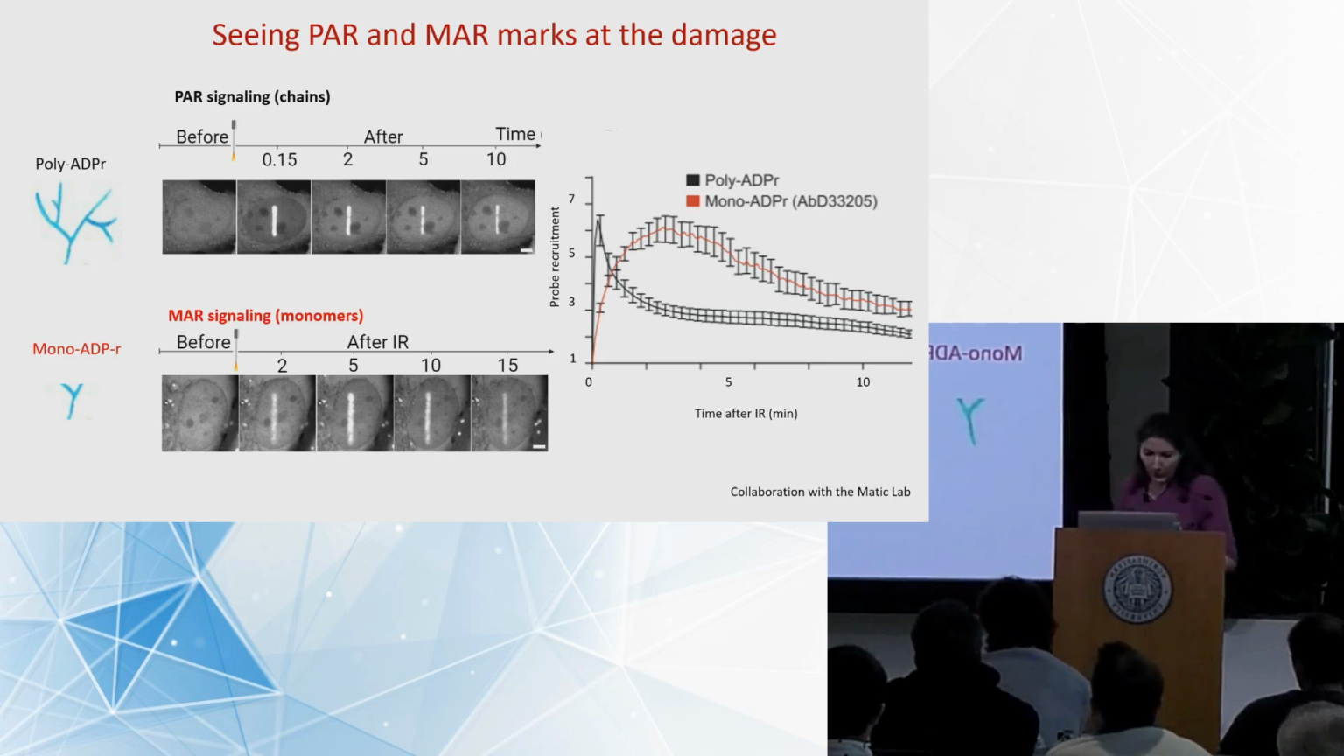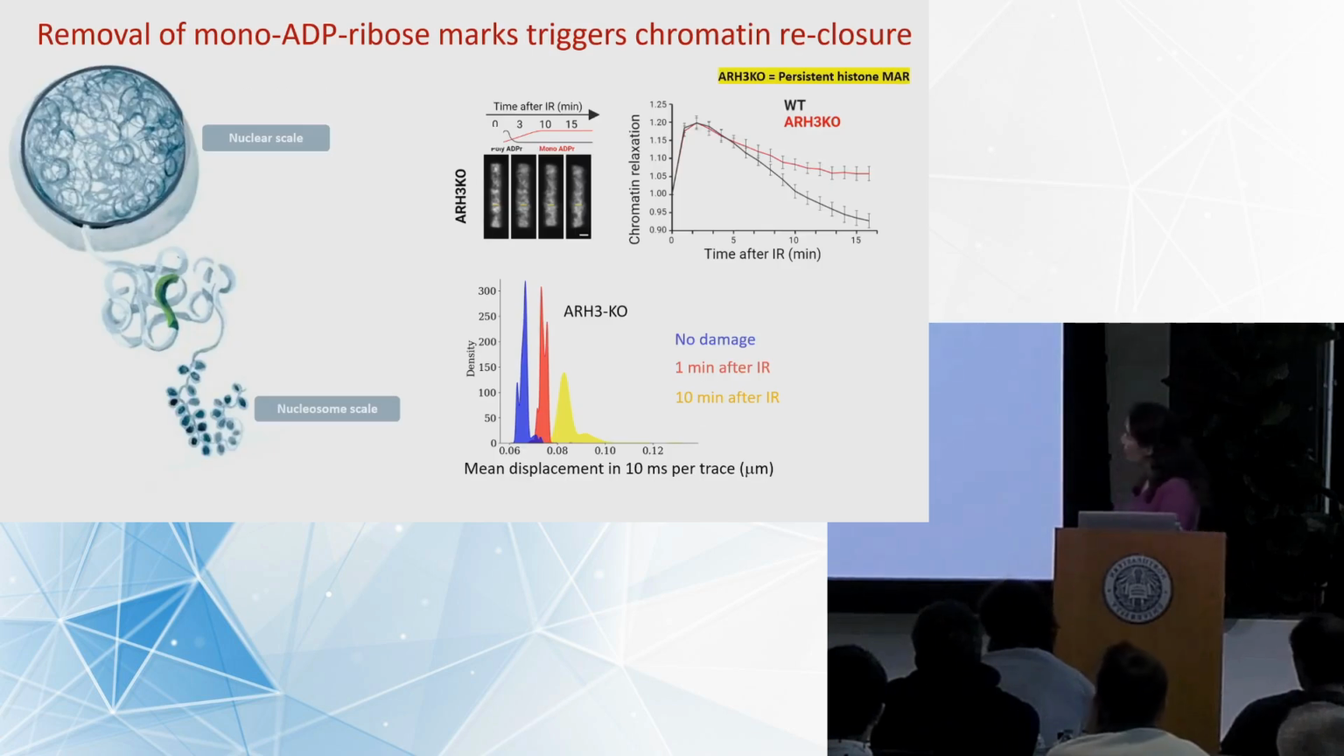So we used a mutant in which the MAR marks cannot be removed, so they are always here. And in that case, we showed that at the nuclear scale, if we induce a break, chromatin will expand because you have the parylation, but it will stay open for a very long time if we don't remove the MAR marks. And same thing at the nucleosome scale, we measured again the mobility of individual histones, and 1 minute after the break they move more, but we found that 10 minutes after the break they move even more instead of going back to the initial level.